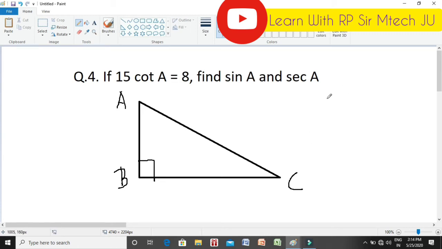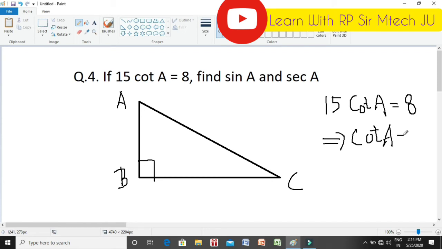We have 15 cot A equals 8. Let us first understand the meaning of this statement. 15 cot A will be equal to 8 according to the question. What do you mean by this? 15 cot A I can also represent as 15 multiplied by cot A. Something like 15A means 15 into A. Similarly 15 cot A will be 15 into cot A. So if I want to find out what is cot A, cot A here will be simply 8 by 15.